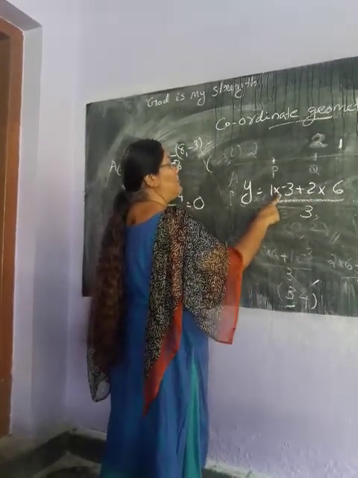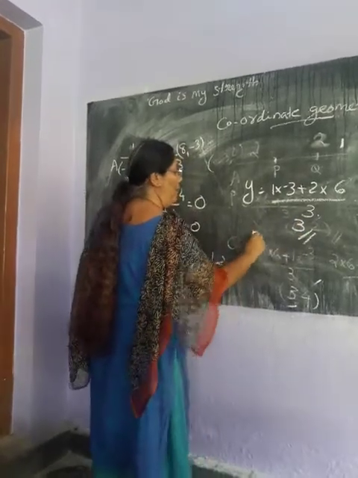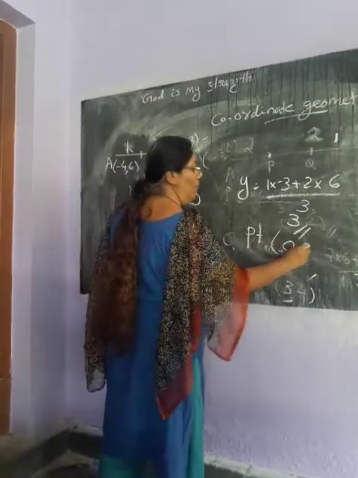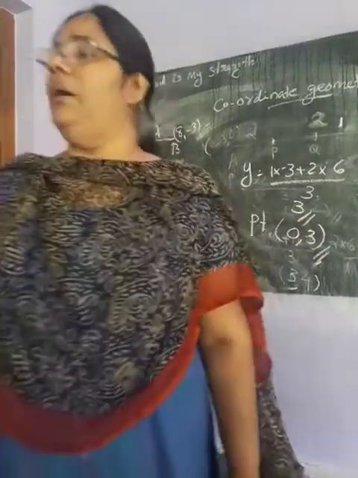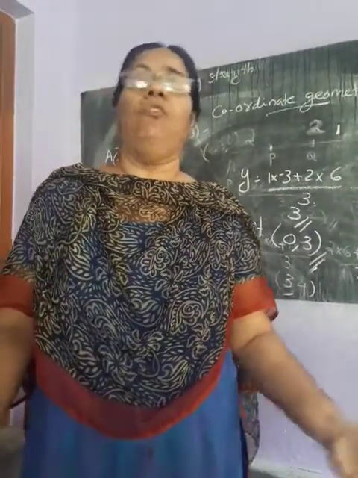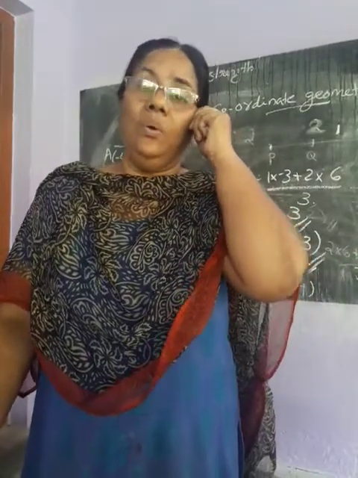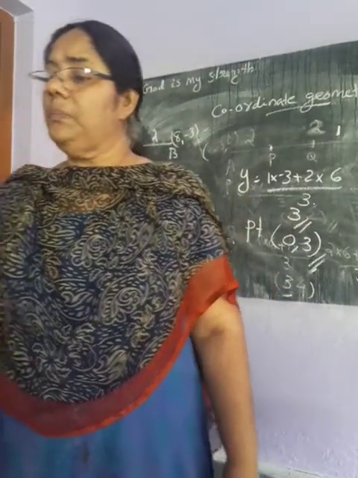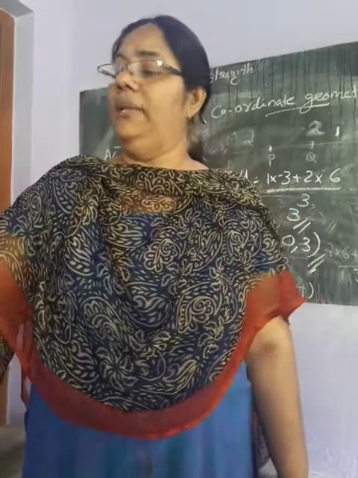What is 12 minus 3? 9. 9 by 3 is 3. Therefore, the point of intersection is 0, 3. Understand? The next question is to find the length of AB. Here we use the distance formula. Therefore, here only part 1 and 2.